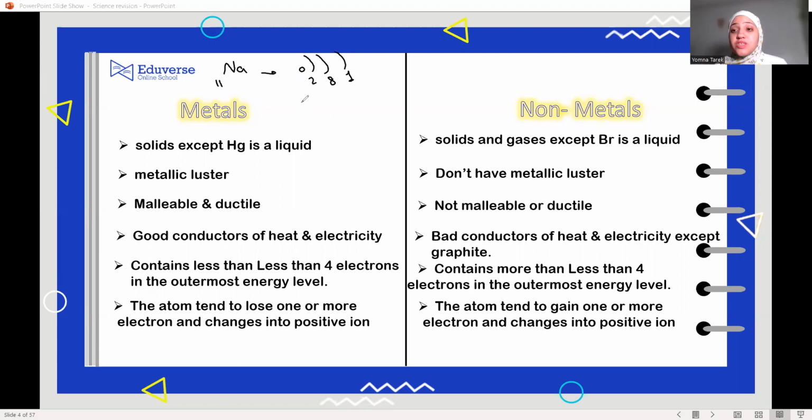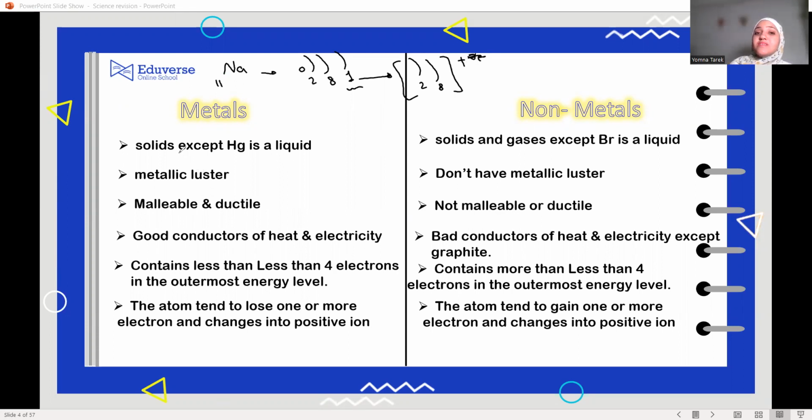So is it easy for the sodium atom to lose this one electron or to gain another 7 electrons? For sure, to lose one electron. So the sodium atom tends to lose the electron, and when it loses it, it becomes a positive ion. So here 2, here 8, and now it's a positive ion. We can just make a plus.